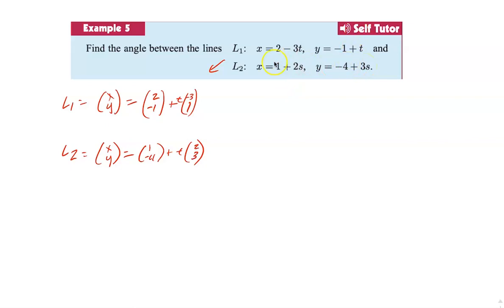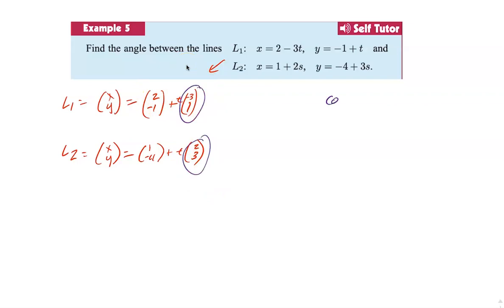And now notice I'm writing the x on top like we should, and writing the y's on the bottom. Now if I want the angle between these two lines, this is a very important concept. You do not care at all about the initial point. That does not tell you what your angle is. What tells you the angle is the direction vector, right? The slope of these lines. So we're only going to care about these guys.